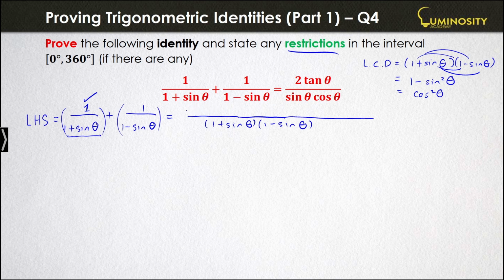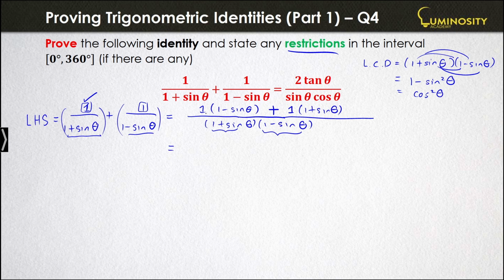Because we have the LCD here, what did we multiply this fraction by to get 1 plus sine theta times 1 minus sine theta in the denominator? We multiplied the numerator 1 by 1 minus sine theta. Then there's a plus sign separating them. Then again, it's 1 times 1 plus sine theta, because that's what we needed to get the LCD term. At the bottom, we multiply by 1 plus sine theta, and 1 minus sine theta is already there. That is the combination of adding those two fractions together using the lowest common denominator.